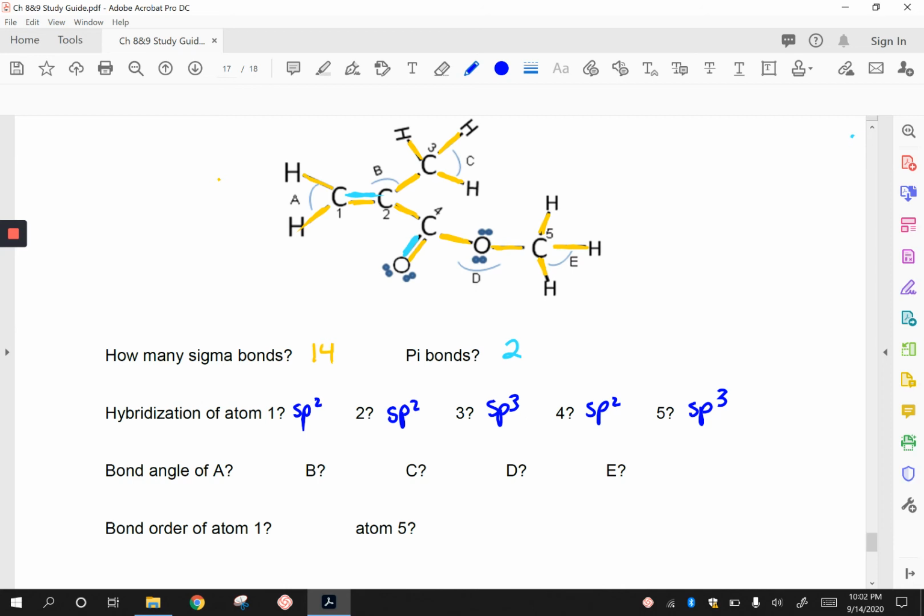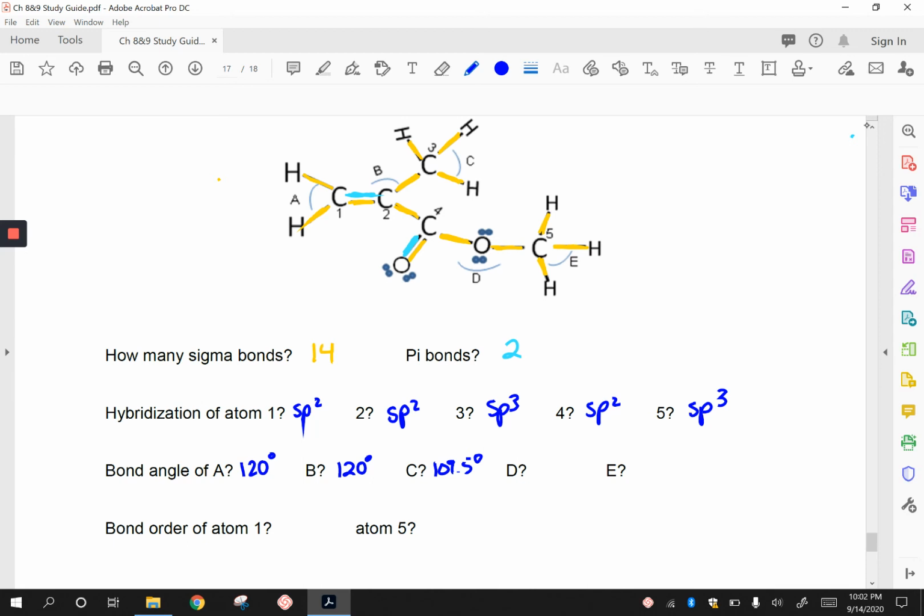Let's look at some bond angles. Bond angle A right here. So you look at this carbon, 3 areas of electrons, so the bond angle is 120. That's what you base it on. Let's look at angle B. This carbon has 3 areas of electrons, so they need to be 120 apart, so 120 degrees. How about C? Right here. This carbon has 4 areas of electrons, so to stay as far away from each other as possible, it needs to be 109.5 degrees.